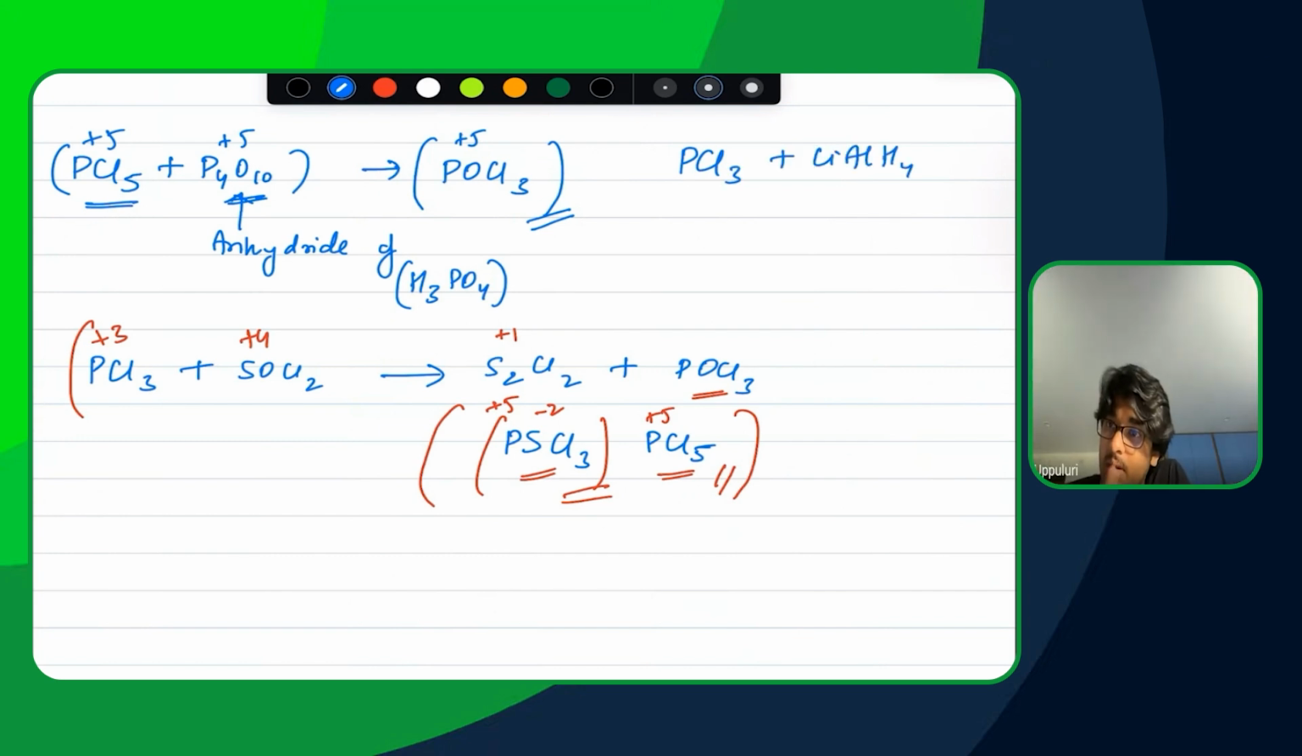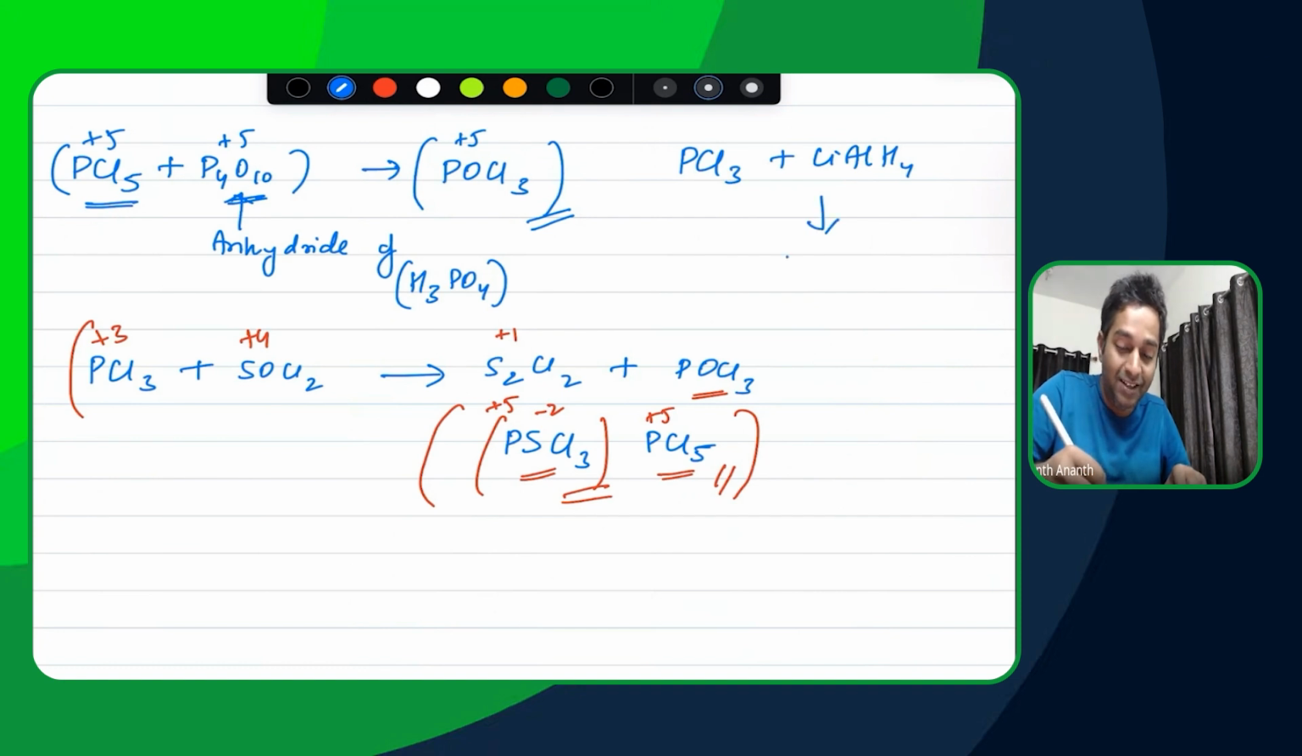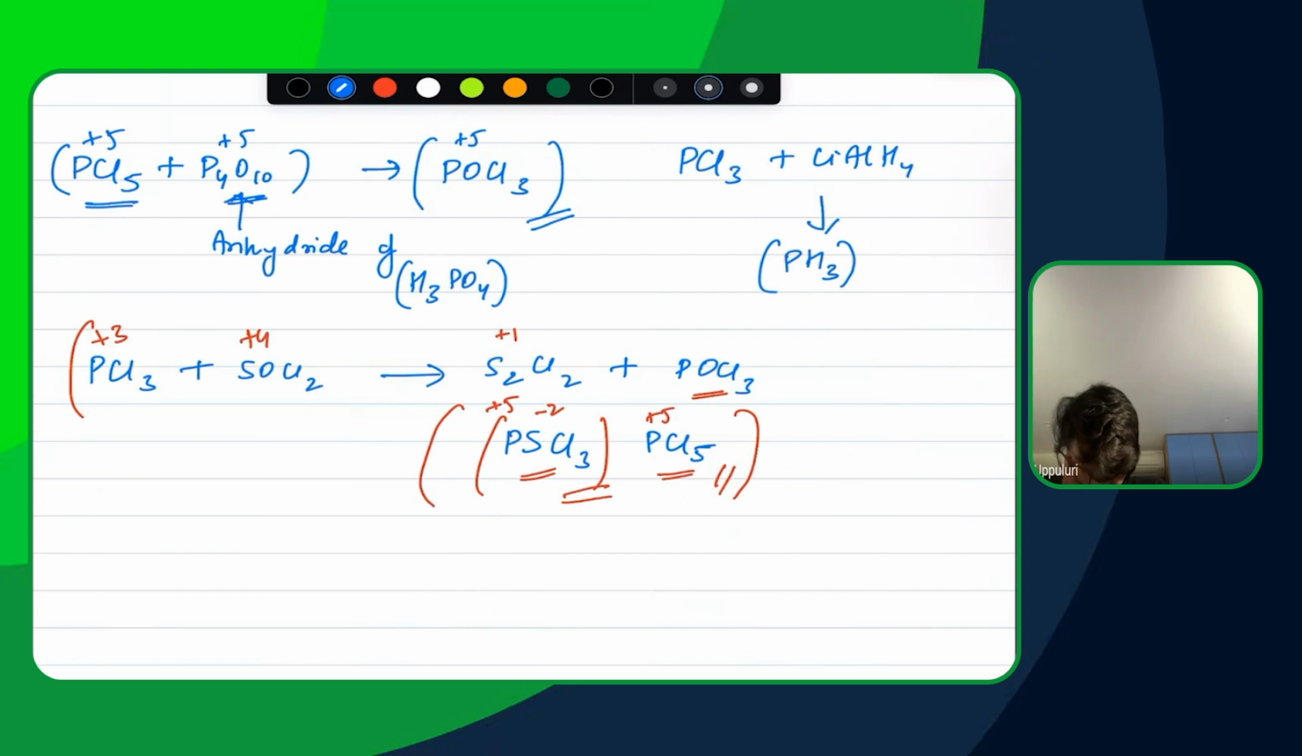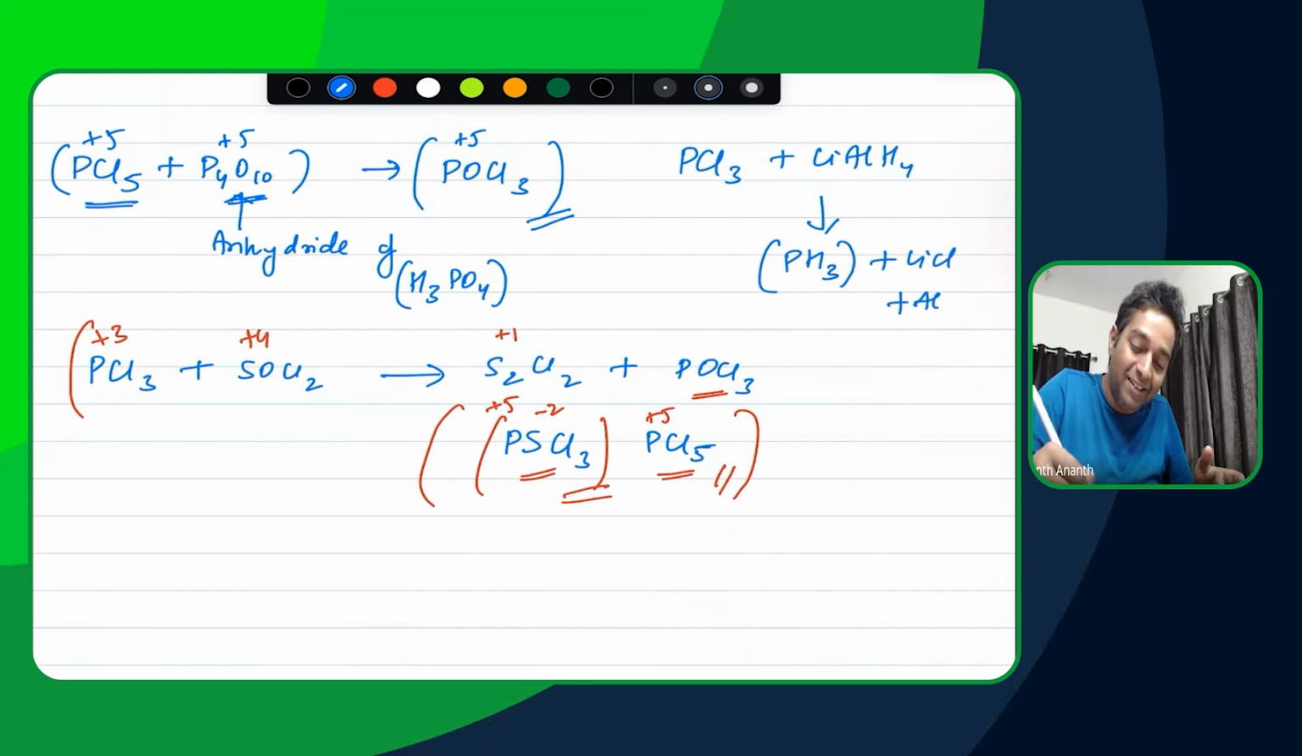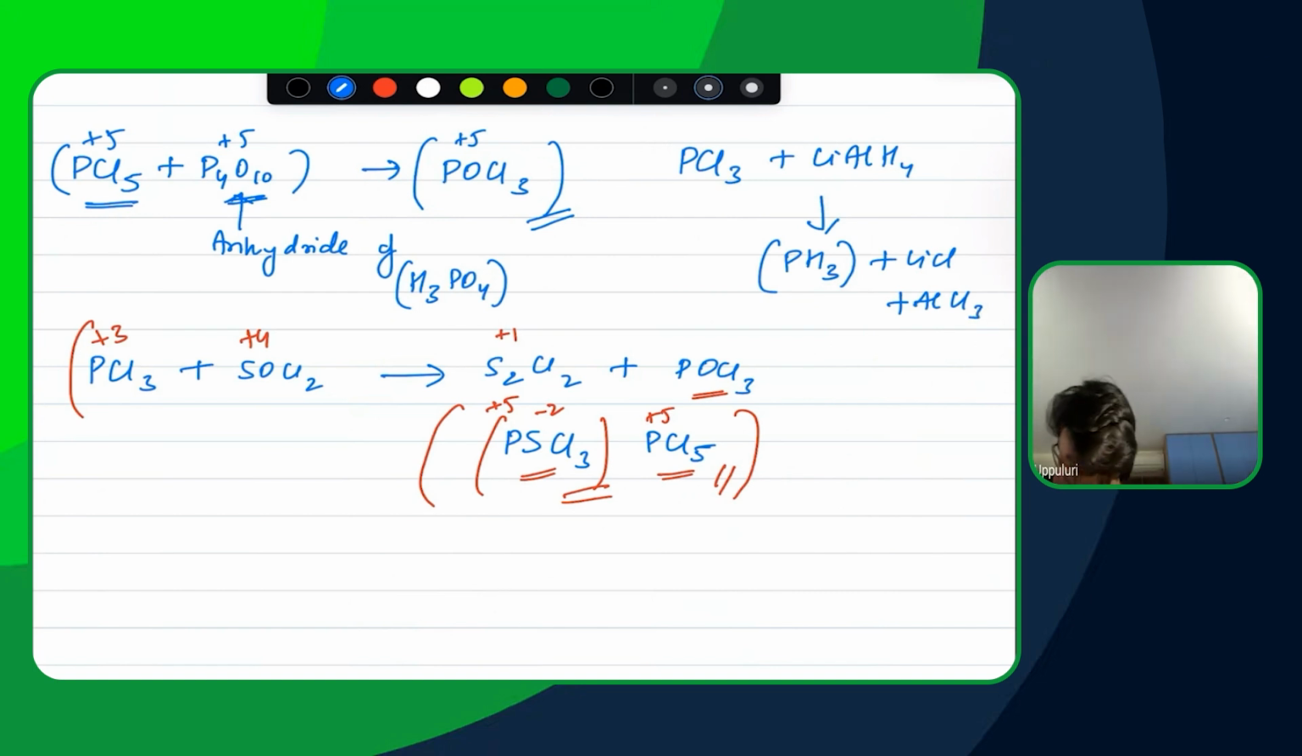Reducing agent. So reducing agent, it will give you PH3, quite obviously. And what will happen to the chlorine? So you go for the lithium and the aluminium. So you get LiCl and AlCl3. Job done. That was that part.